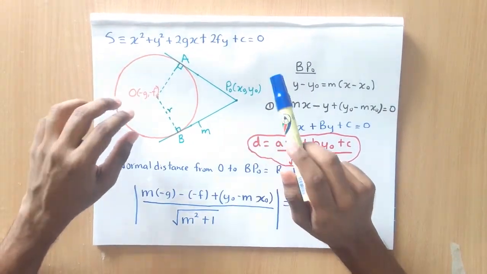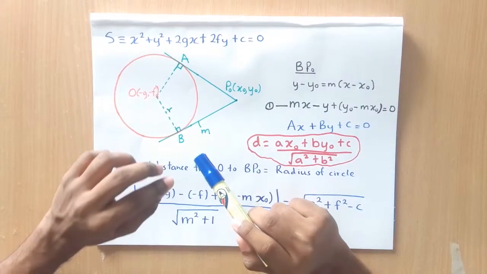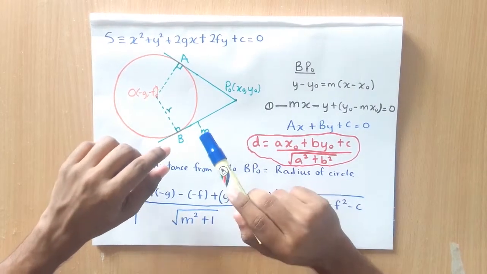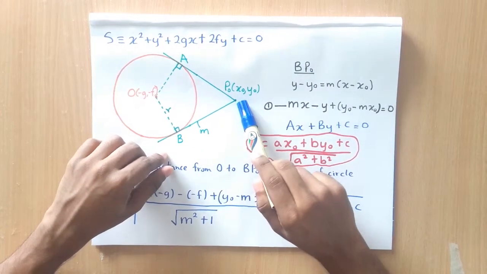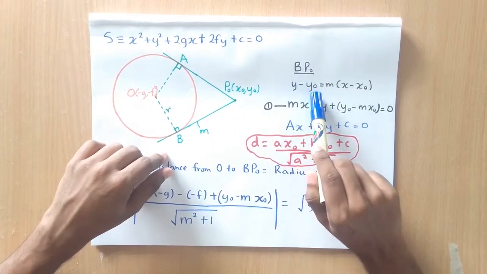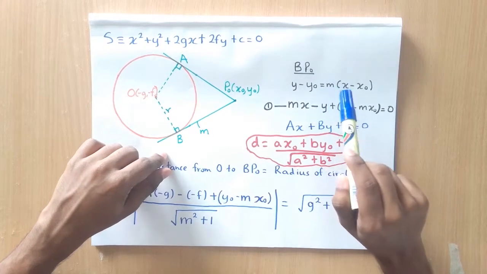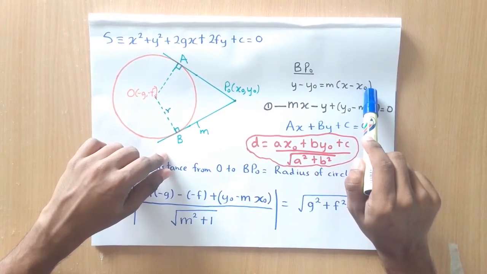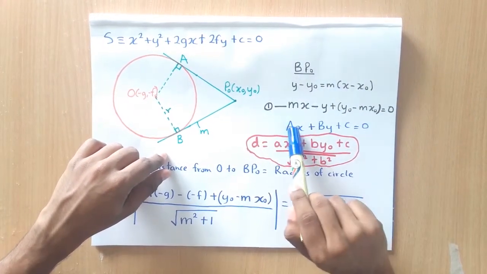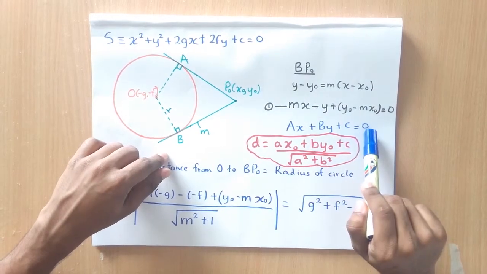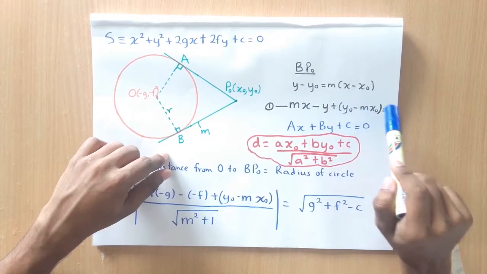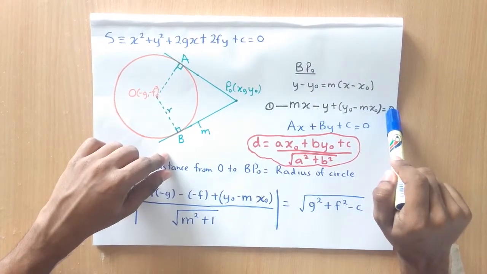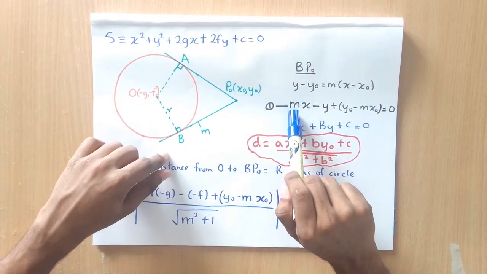Let's say that the gradient of one tangent is m. Since it passes through the point P0, we can show the equation of this tangent as y minus y0 equals m into x minus x0. We can rearrange this into the form ax plus by plus c equals 0 as mx minus y plus y0 minus mx0 equals 0. Let's call this equation 1.